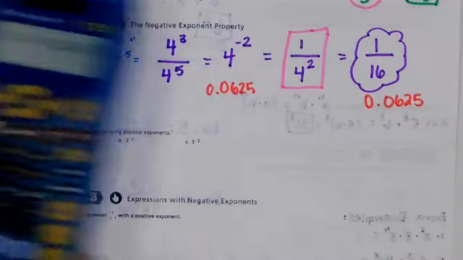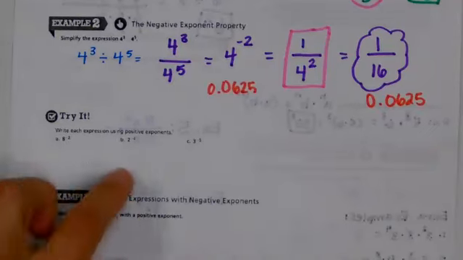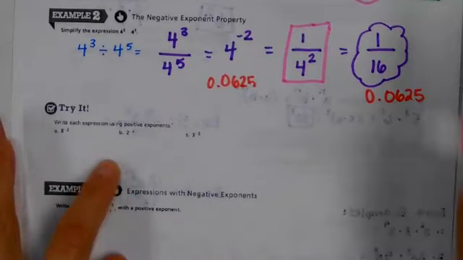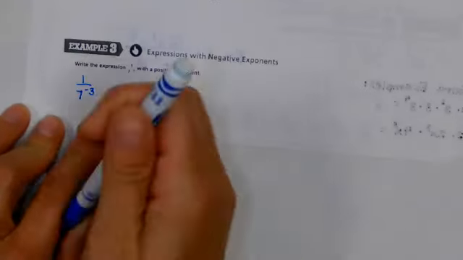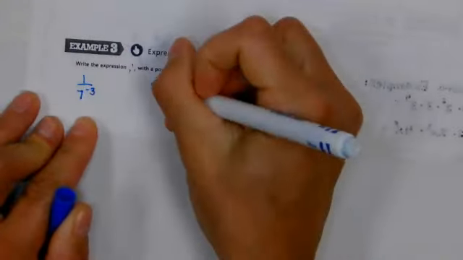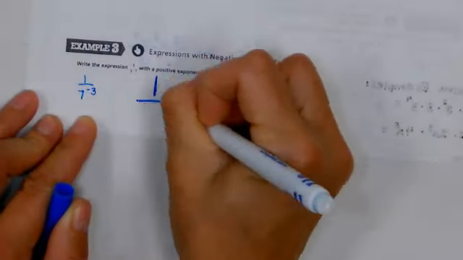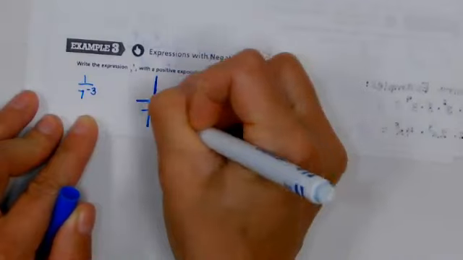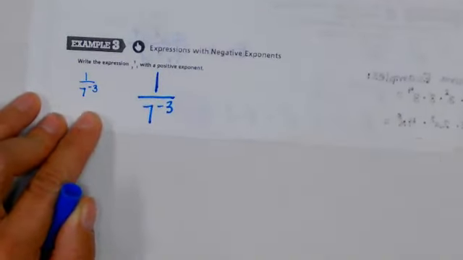Okay. Let's do one more. So we're actually going to skip down right now. We're going to skip the try it for the video, and we're going to skip down to the last example, example 3. So example 3, oh, let me write that even bigger. I tried to write it bigger, but we need it even bigger for our video. So it says, write the expression 1 over 7 to the negative 3 power with a positive exponent.